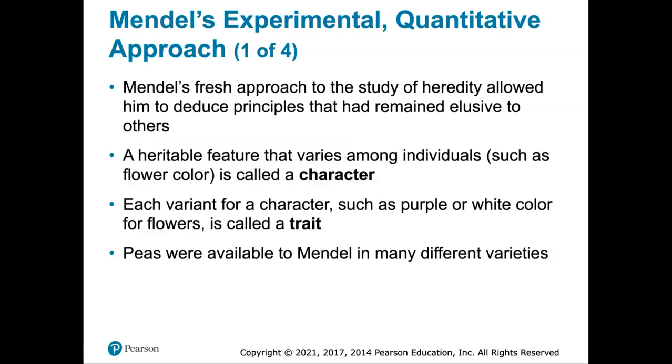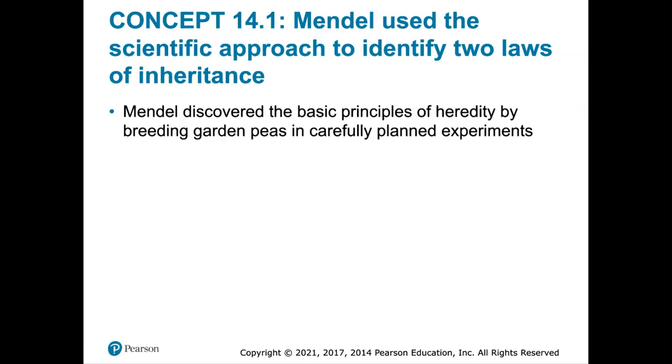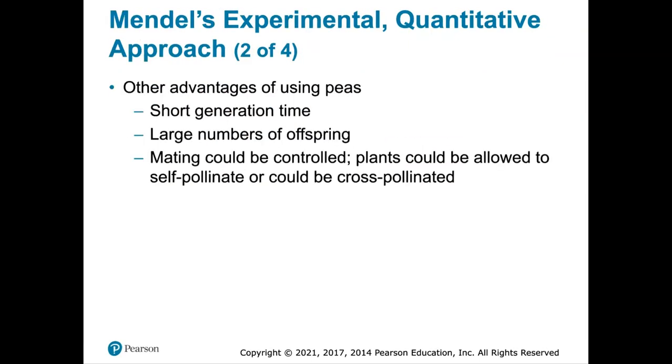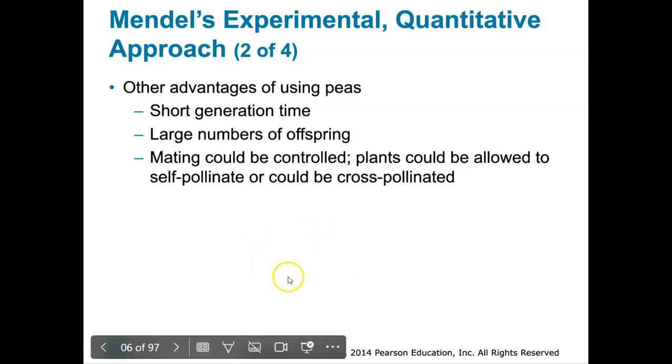Now, there were reasons why he chose garden peas rather than humans. The advantages of using garden peas is that garden peas have a short generation time. In other words, it doesn't take very long.